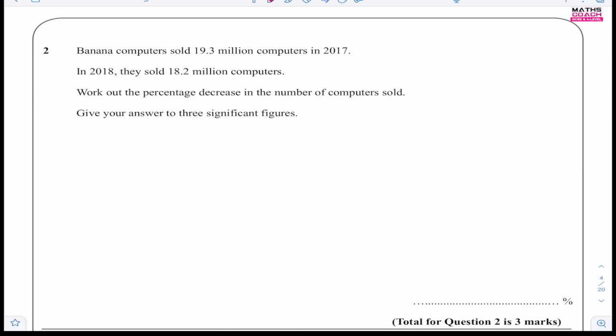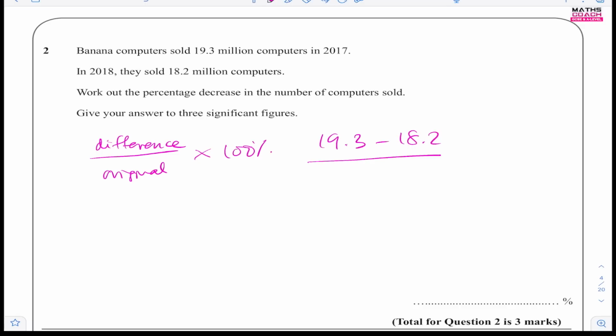Question 2. Banana Computers sold 19.3 million computers in 2017. In 2018, they sold 18.2 million computers. Work out the percentage decrease in the number of computers sold. Give your answer to three SF. So to find the percentage decrease, you do difference, divide by the original, times by 100%. The difference is simply 19.3 minus 18.2, and the original amount is 19.3. And you times that by 100%. So that gives us 1.1 divided by 19.3 times by 100%.